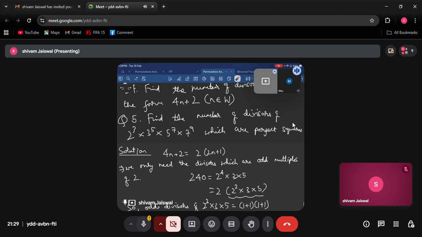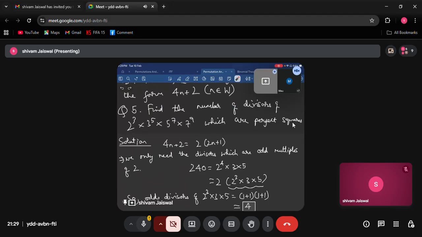Okay. Now number 5 quickly. Now you have to find out those divisors which are perfect squares. Think about it.